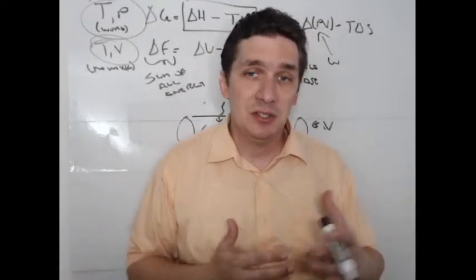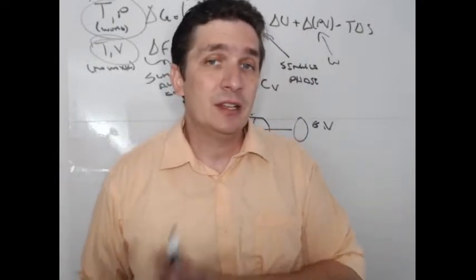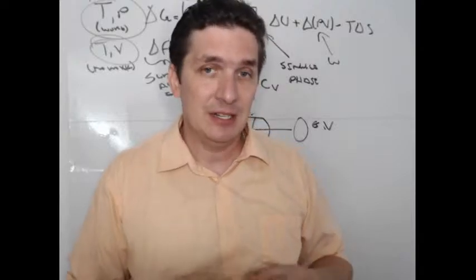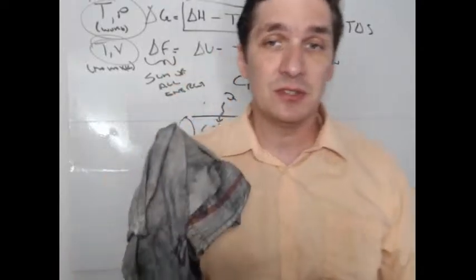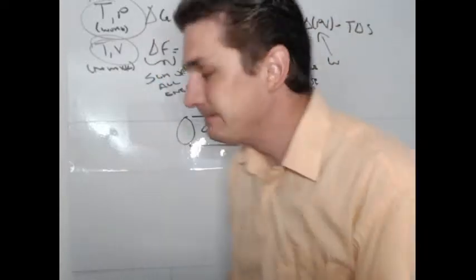So computer simulations, which are actually done quite a bit, all work on Helmholtz free energy, and there's a way to convert delta F to delta G in real world situations. But that's the big difference. And that's why we have to consider pressure versus volume, because pressure lets us do work, while constant volume does not.